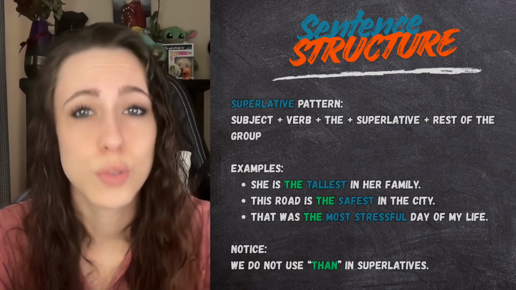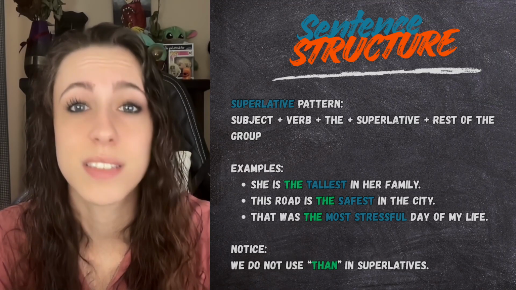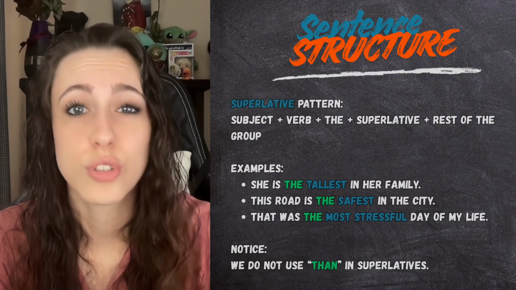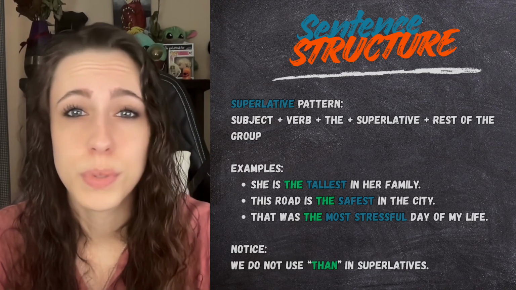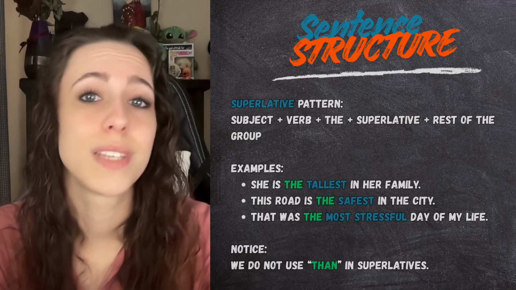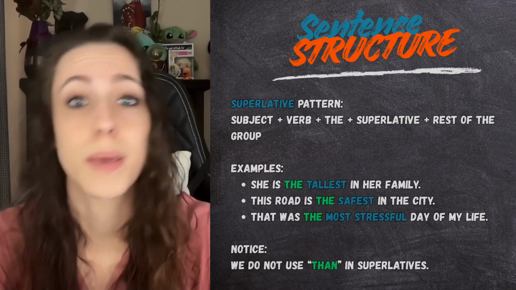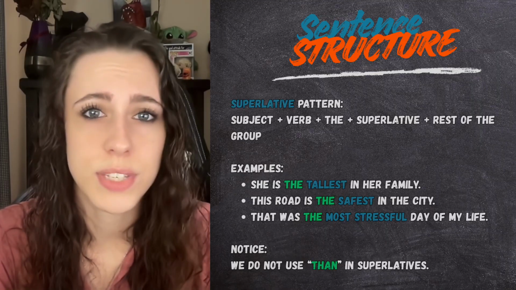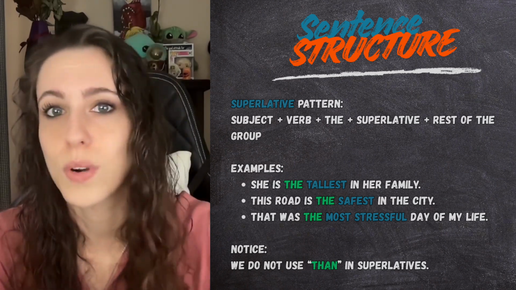Let's have a look at some example sentences. She is the tallest in her family. This road is the safest in the city. That was the most stressful day of my life. And in these example sentences, you'll notice we do not use than in superlatives. So with comparatives, we say bigger than, smaller than. But in superlative sentences, we use the biggest, the smallest.